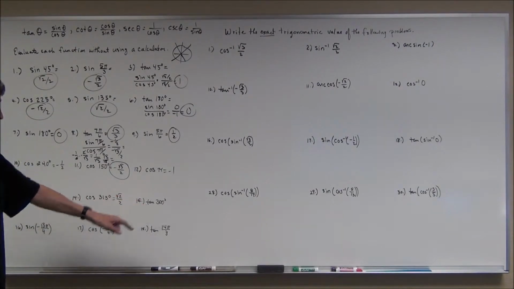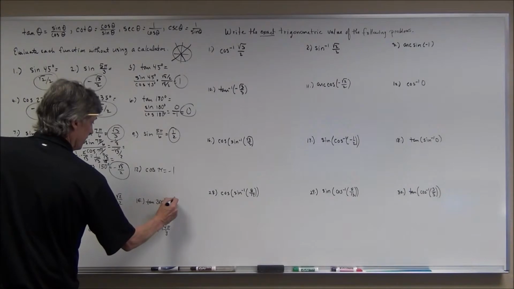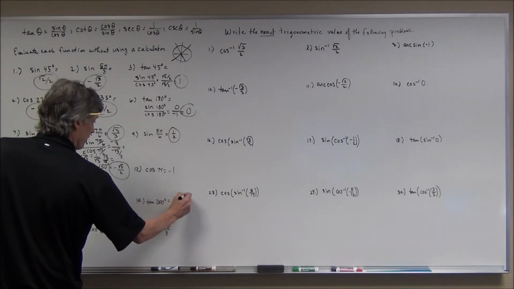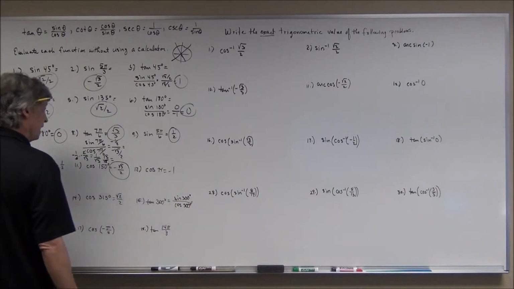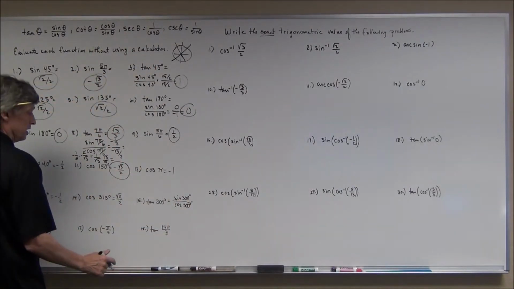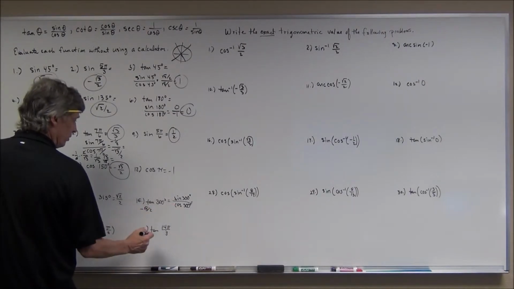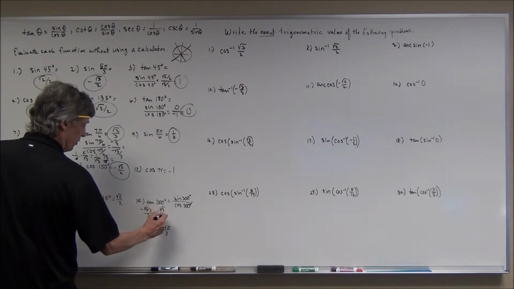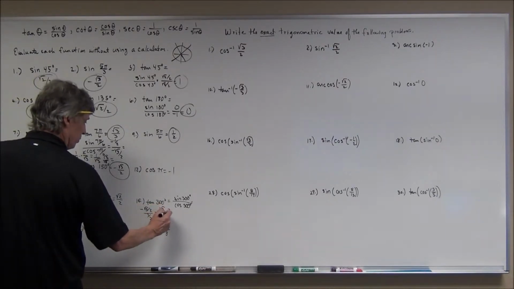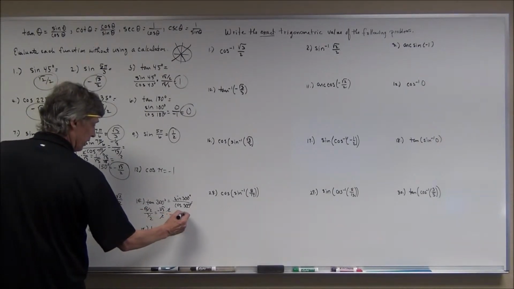All right, so the tangent of 300 degrees is the sine of 300 degrees over the cosine of 300 degrees. Well, the sine of 300 degrees, that's in the fourth quadrant. Sine is negative. That's negative square root of 3 over 2. The cosine of 300 degrees is a half, so this is negative square root of 3 over 2 times the reciprocal, which is 2 over 1, and the 2's cancel. I get negative square root of 3 over 1, which is negative square root of 3.